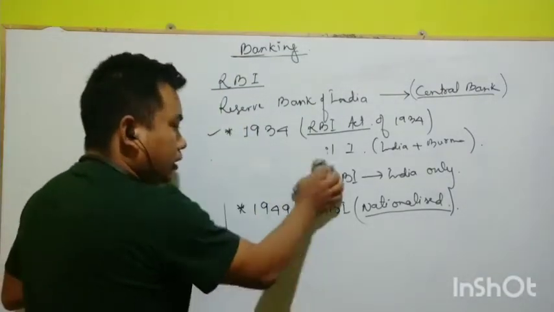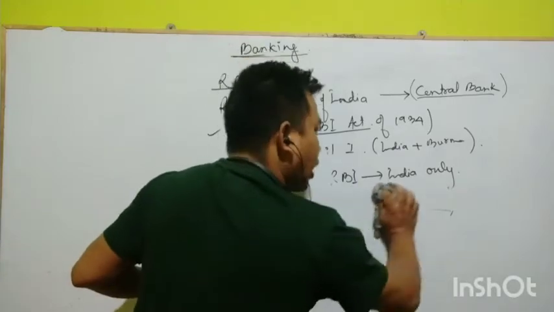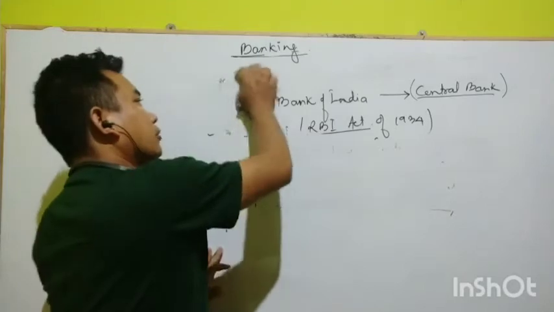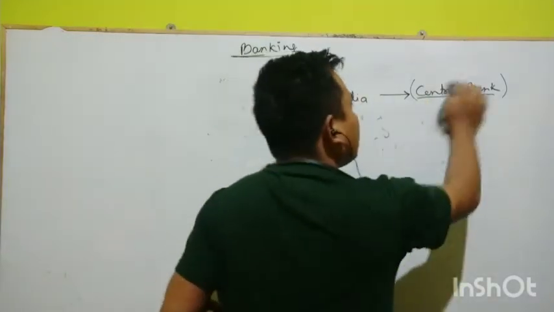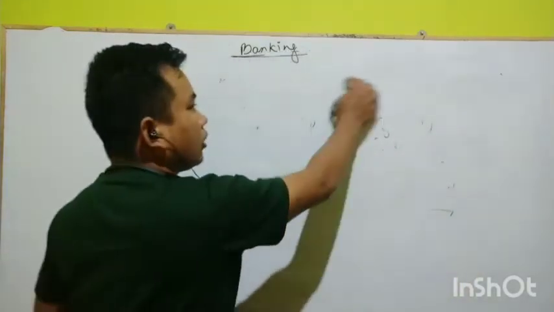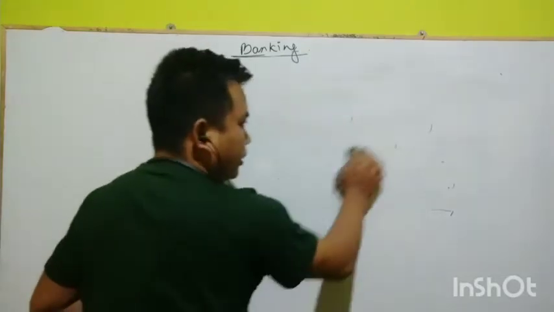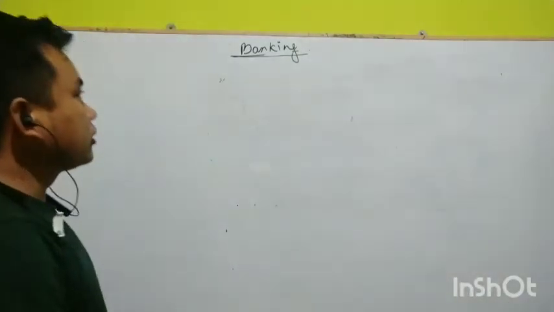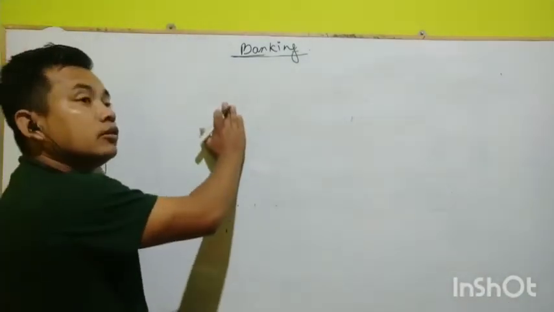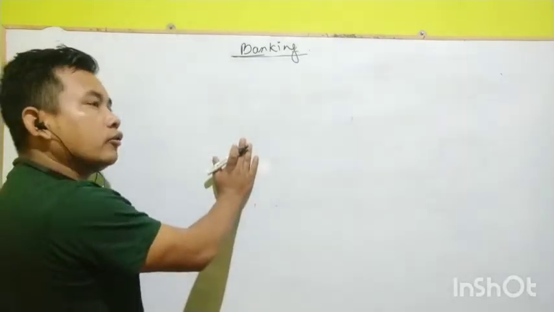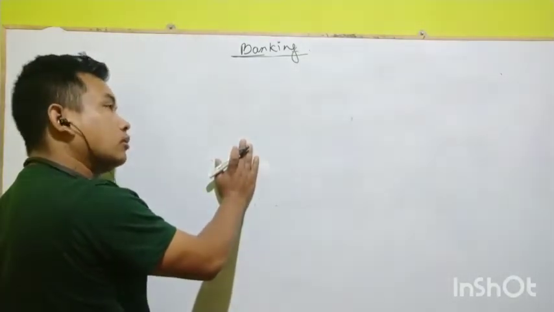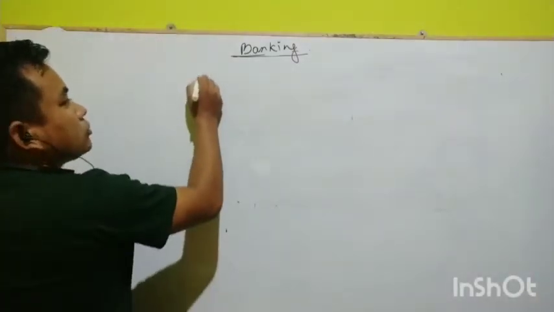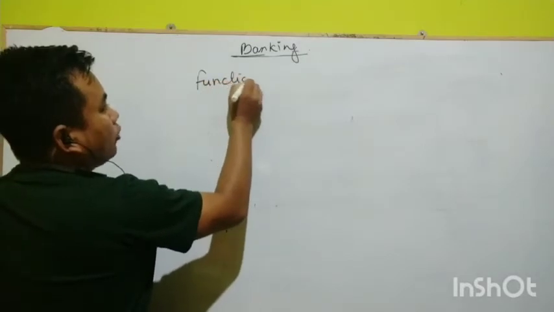Before 1949, it was some sort of independent organization, and the government of India did not print its own currency. Let's go directly to the functions of RBI.